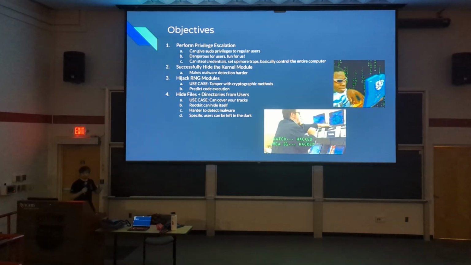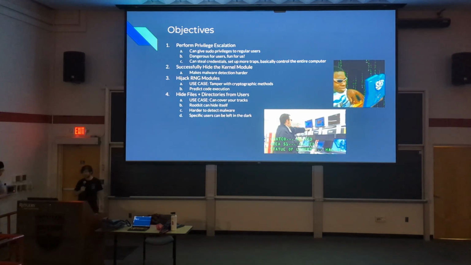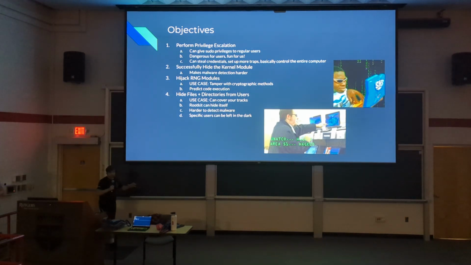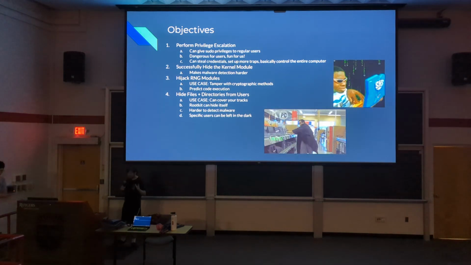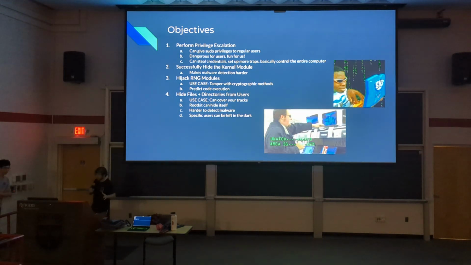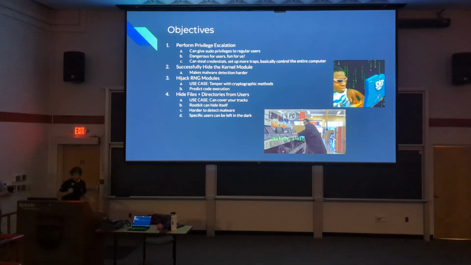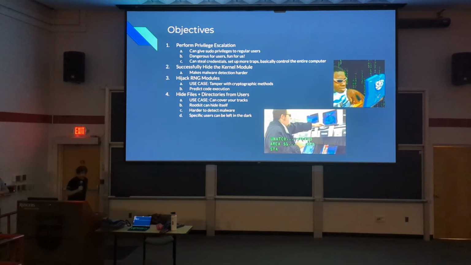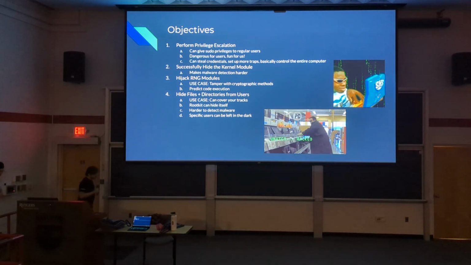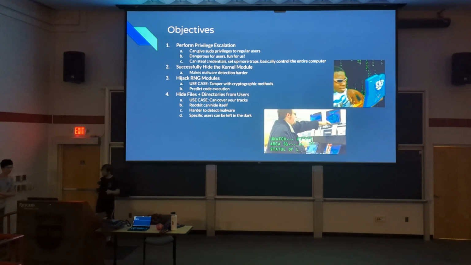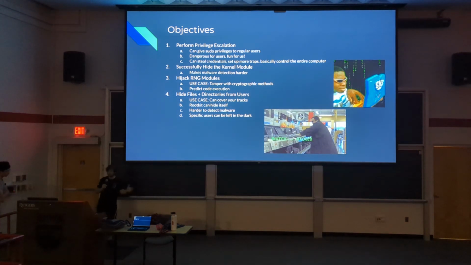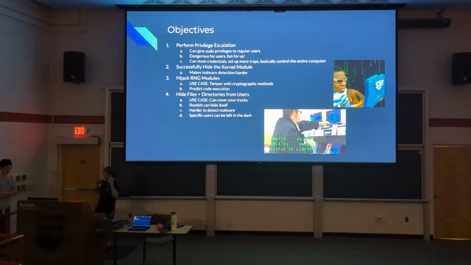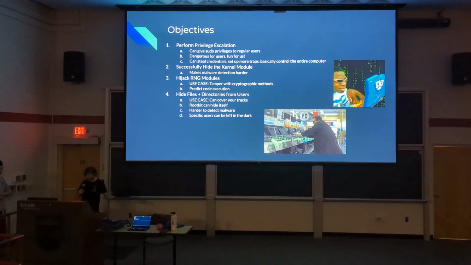Number 1, we want to perform privilege escalation attacks. This is very fancy, very cool. Basically, we're going to give root access to regular users. It's going to be fun, a lot of mayhem and carnage. Number 2, our second coolest attack is that we want to successfully hide our rootkit. This is very important because we want our rootkit to be stealthy. We're not building trash code here, all right? We're building industry-grade malware.